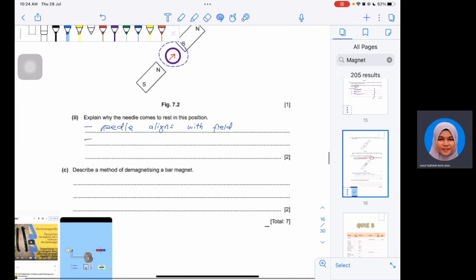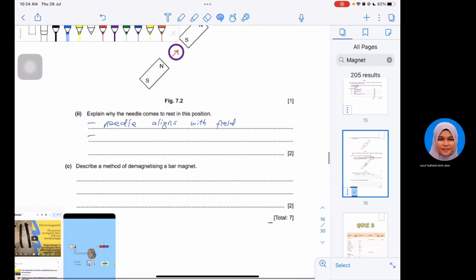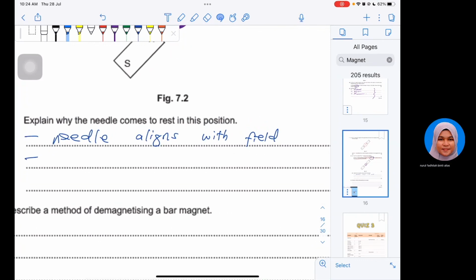OMG lah. Okay. Your God is my God too. Okay, tak adalah.